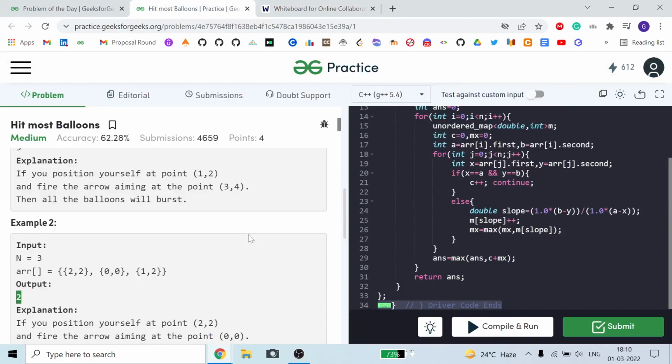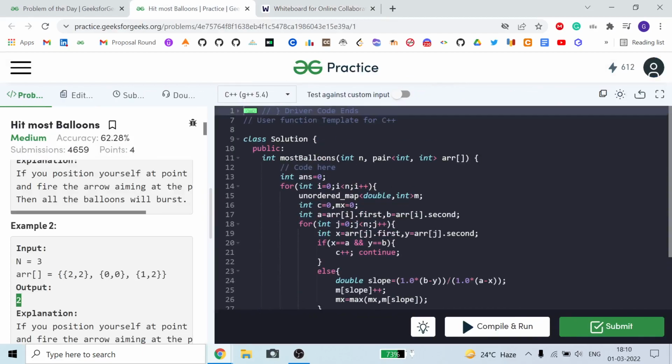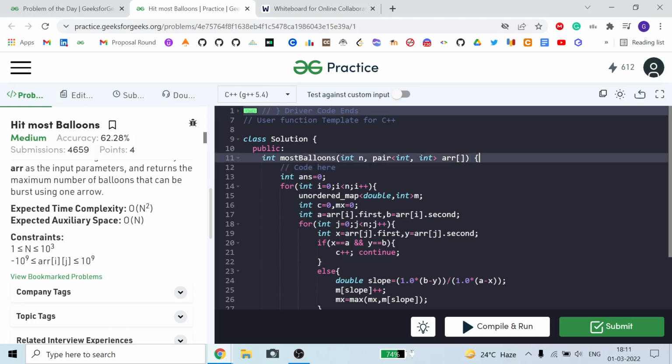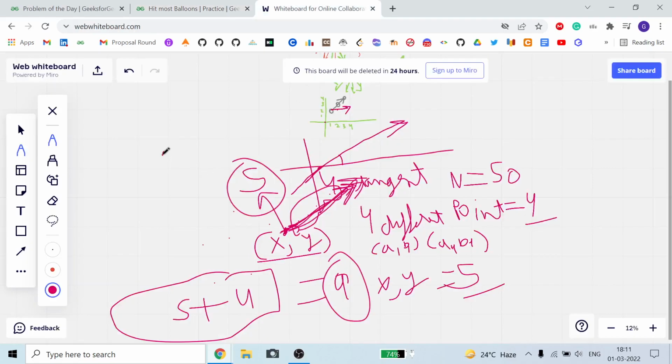So here we have to find out the slope or tangent, and our answer will be there. And as you can see, our n is up to 1000 only, and time complexity is n square, so we will do it in n square as well. Okay, so this is our given function, array of pair, and int. So we will take int answer is equal to 0. This will store our answer.